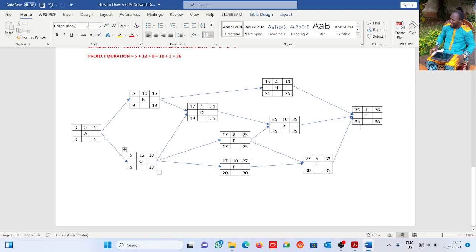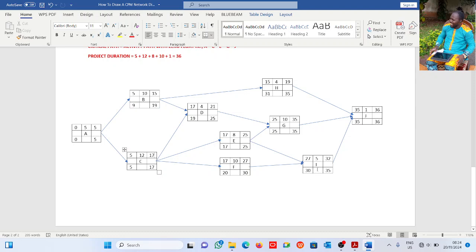Now J here is dependent on these 3 activities. Now we are going backward, so these 3 activities are dependent on J. So I have 35. See, my late finish here is 35, 35, 35. So 35 minus 4 gives me 31. 35 minus 10 gives me 25. 35 minus 5 gives us 30. The same way we'll do them one after the other.